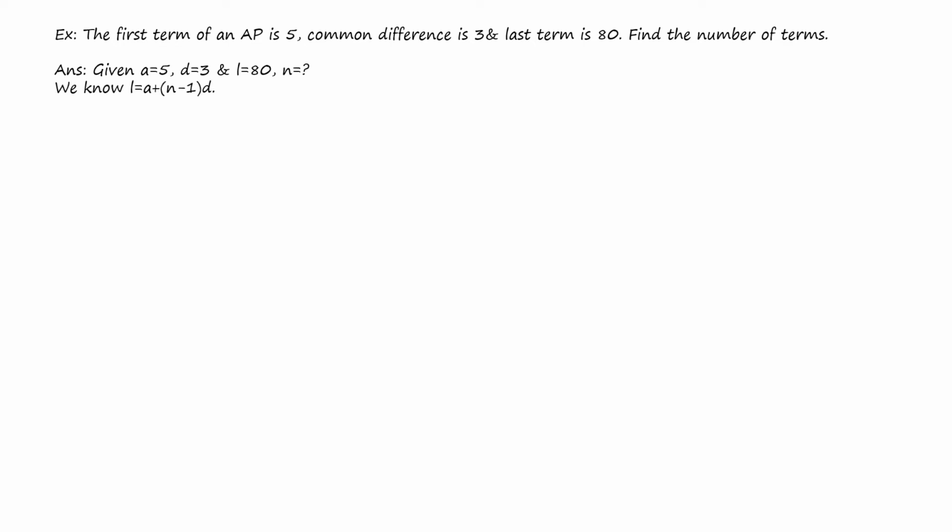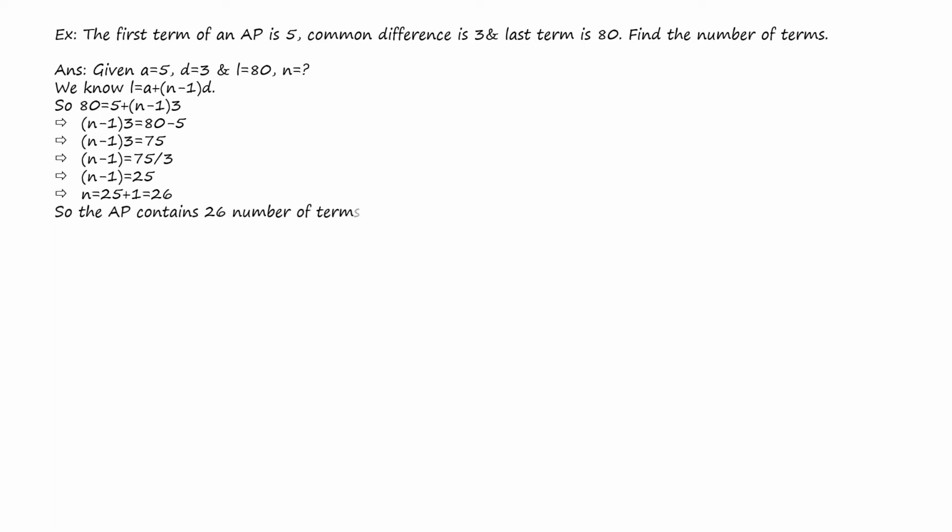We know l equals a plus (n minus 1) times d. So we can put the respective values of a, d and l so that we can find n. So 80 equals 5 plus (n minus 1) times 3, or (n minus 1) times 3 is 80 minus 5, which equals 75, or n minus 1 is 75 by 3, which is 25. Thus n equals 25 plus 1, 26. That means the AP contains 26 terms.